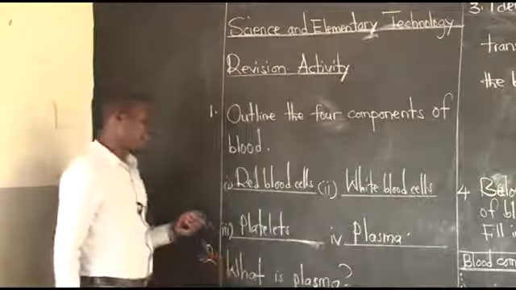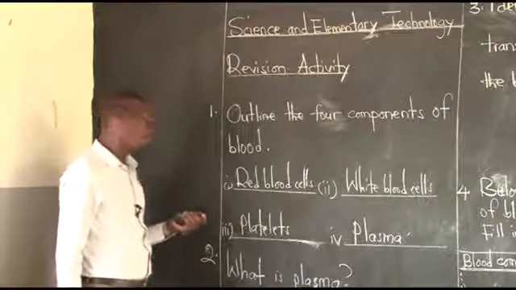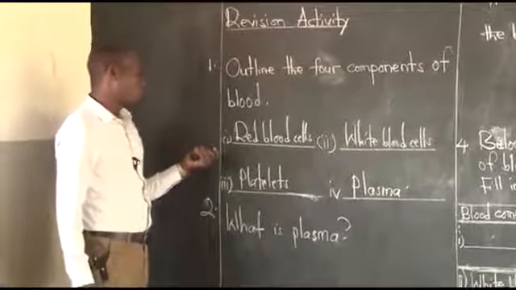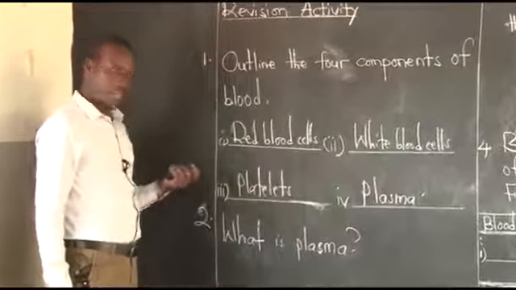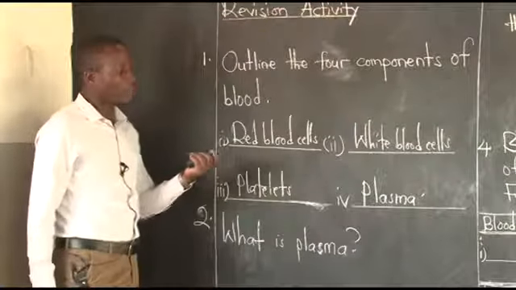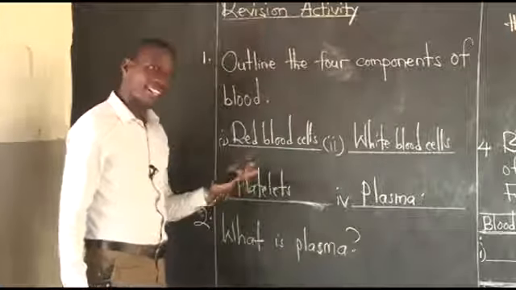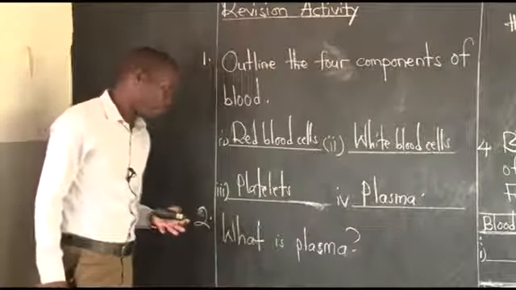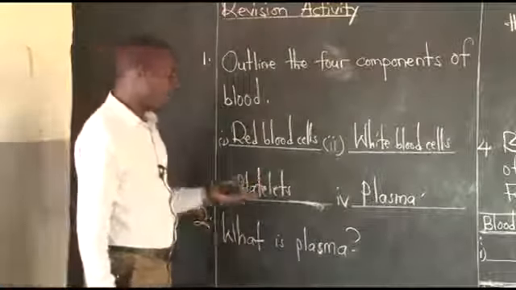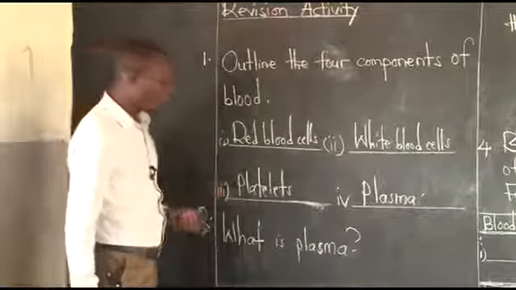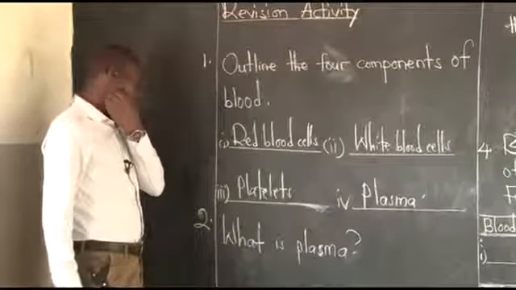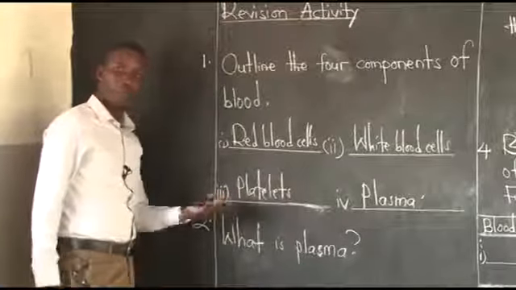Remember, these ones have other scientific terms which we refer to them by. For red blood cells, we can simply refer to them as erythrocytes. Then for the white blood cells, we can also refer to them as leukocytes. Then the platelets and plasma, we can also have other terms, but these are very common. Platelets can also be referred to as thrombocytes. Then the plasma is just the fluid part of blood.